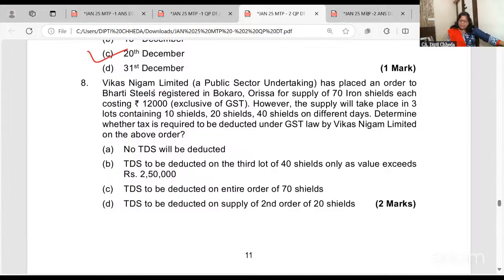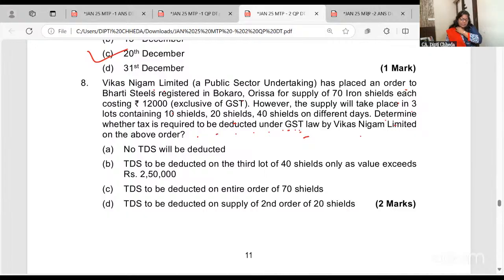Vikas Nigam Limited has placed an order for supply of 70 iron sheets. However, supply will take place in 3 lots. Determine when the tax is required to be deducted under the GST.